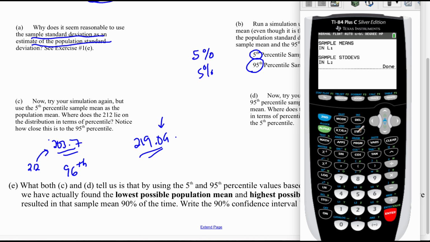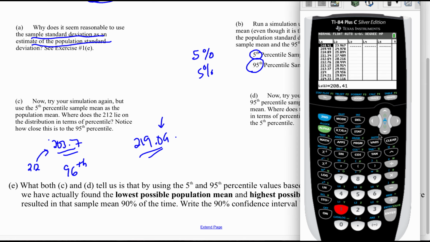All right, so it's all done. Let's go into our list. Remember, we're looking for 212, so that's going to be below the 219 average we put in. And there it is, right at the 5th percentile.